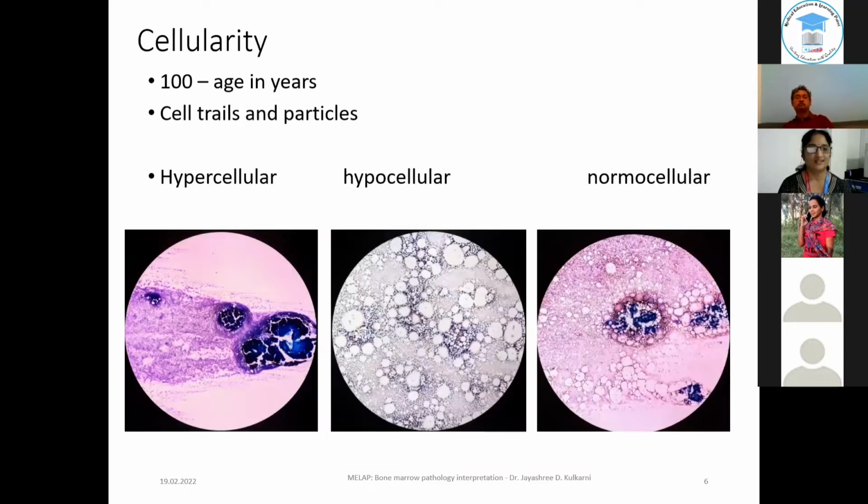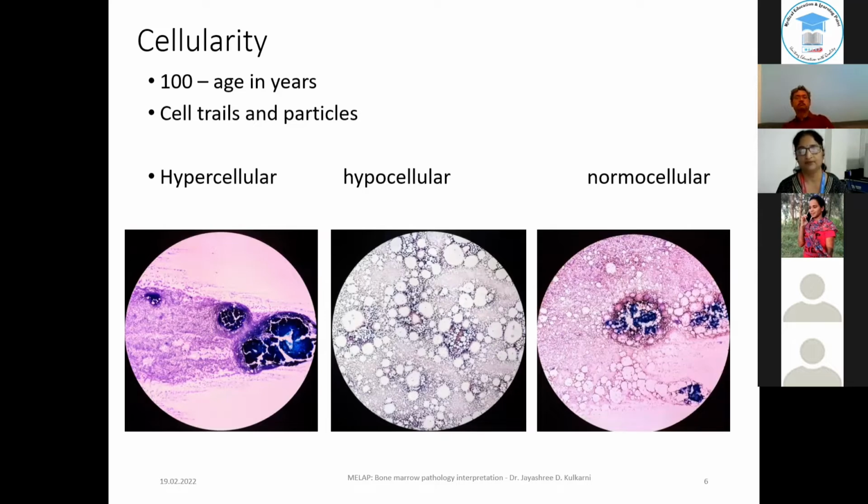Coming to the cellularity, as we all know, 100 minus the age in years. Suppose a 10-year-old child comes, so 100 minus 10 is 90. 90% cellularity you can expect on a bone marrow. You look at both the particle cellularity as well as the cell trails.